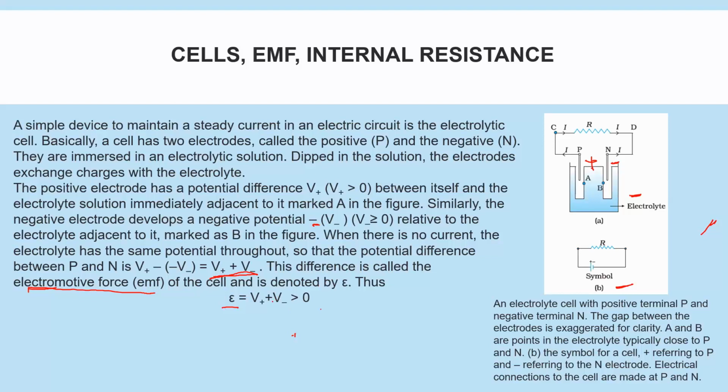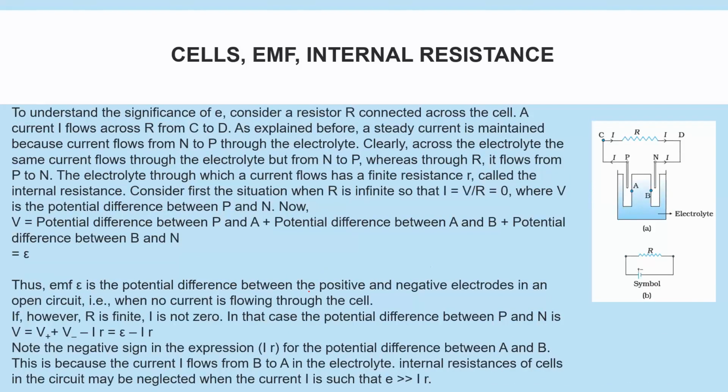So in the electrolytic solution there is no potential change. It has the same potential. To understand the significance of this electromotive force, first of all, we are calling it force, but it is the potential difference, as you saw in the formula. It is not a force, it is a potential difference. It was just called electromotive force, and whoever found this out gave it that name.